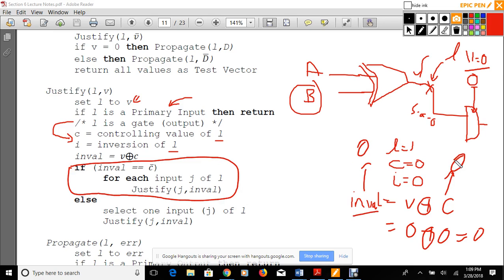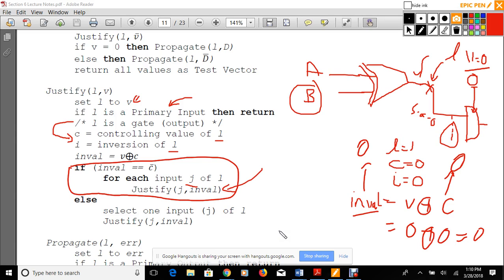So what we have here is now we're going to call, for each input J of the rest of this gate, input J of L. So now we're going to go all the way through these gates. We're going to keep calling justification. The reason the algorithm is set up this way is because if we change a line and that means we're going to be able to control the circuit. If not, then we have to check the other lines of the gate.